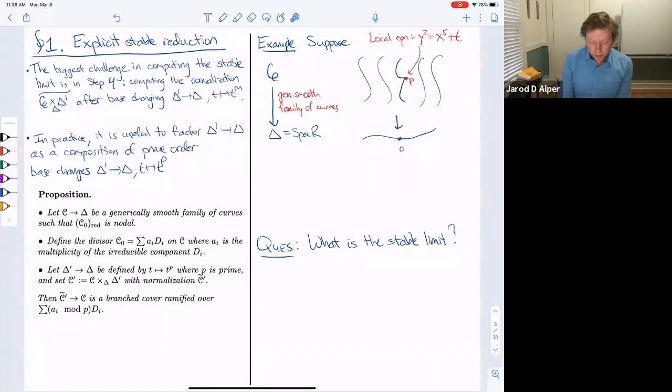And the claim is that when you take a base change by t goes to t to the p, where p is prime, and you take the normalization C tilde prime, then the claim is this is a branch cover and it's ramified over the reductions of the multiplicities mod p. And so this is what we'll use.